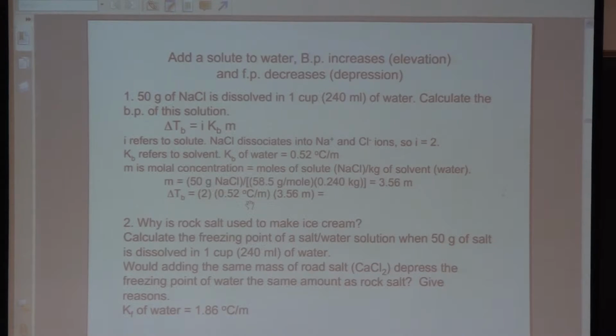Like we mentioned last week, if you want to make your beans or your spaghetti cook fast, you add some salt to that pot of water, and as a result, the boiling point of that solution is going to be higher, so it'll cook a little bit faster. So 50 grams, I looked this up, 50 grams of salt is something like 10 teaspoons of salt.